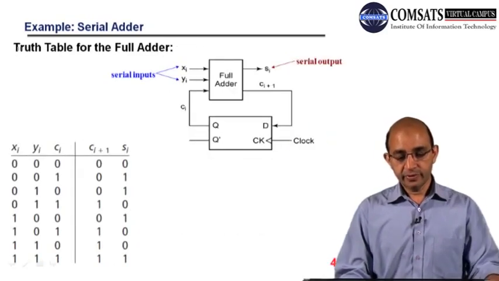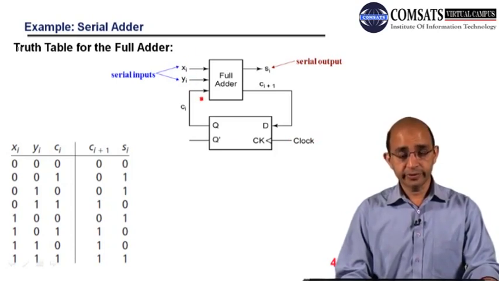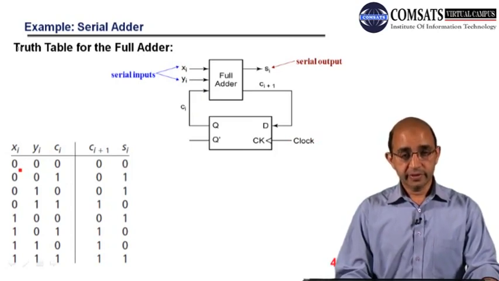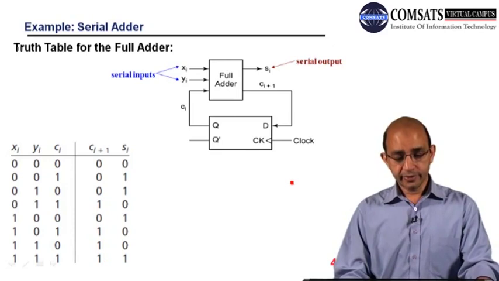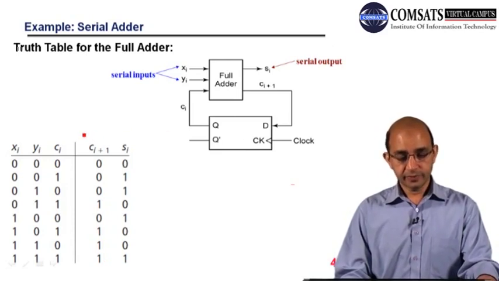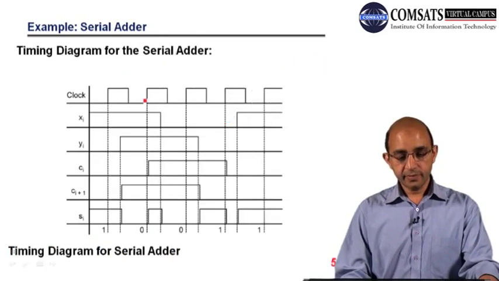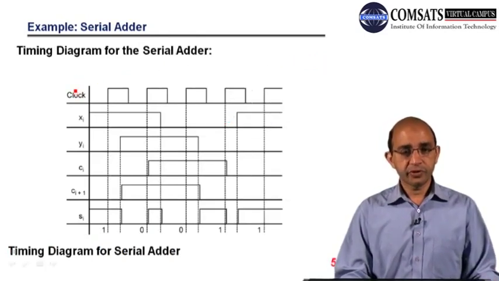As you know, here we have Xi, Yi, and Ci, 3 inputs, so there are 8 different combinations starting from 0 to 7, from 000 till 111. Then from this we can calculate the carry and the sum. For example, 1 1 0 gives carry 1, sum 0, and 1 1 1 gives carry 1 and sum 1. So we have the truth table for this full adder.